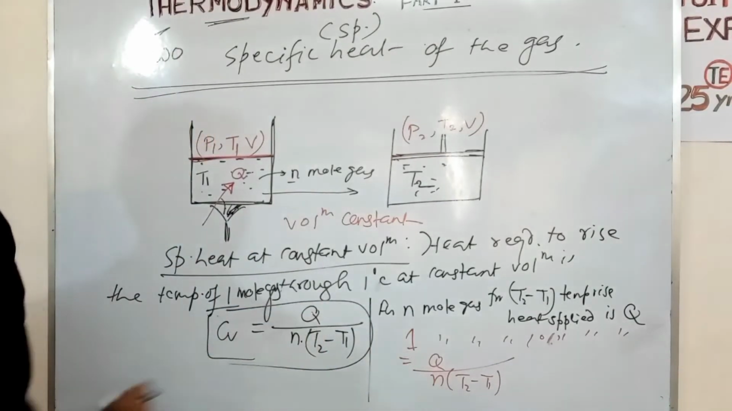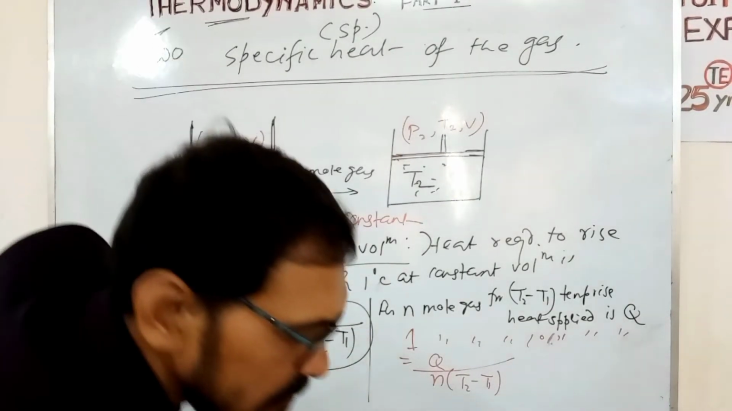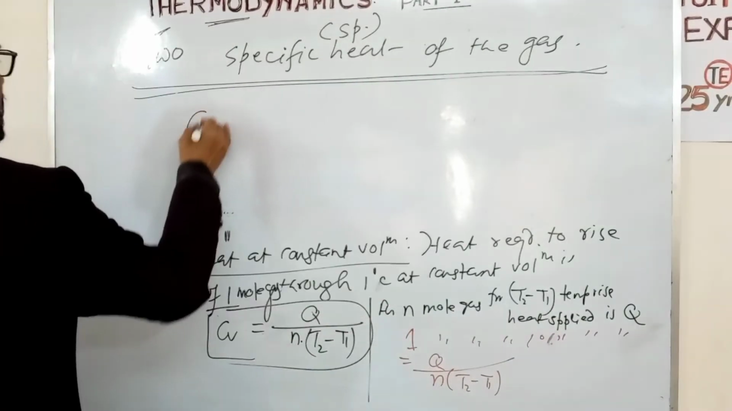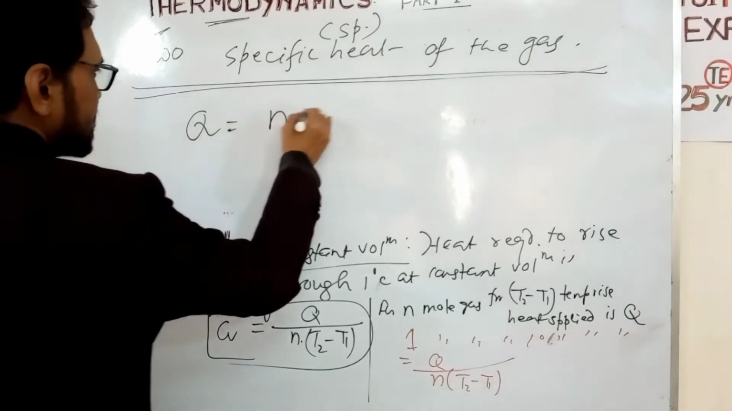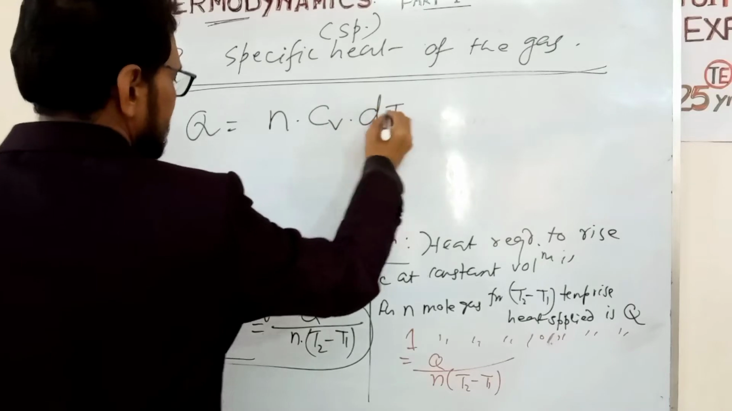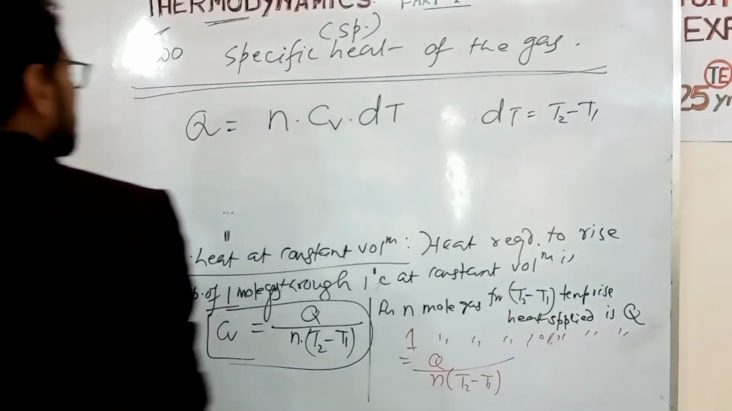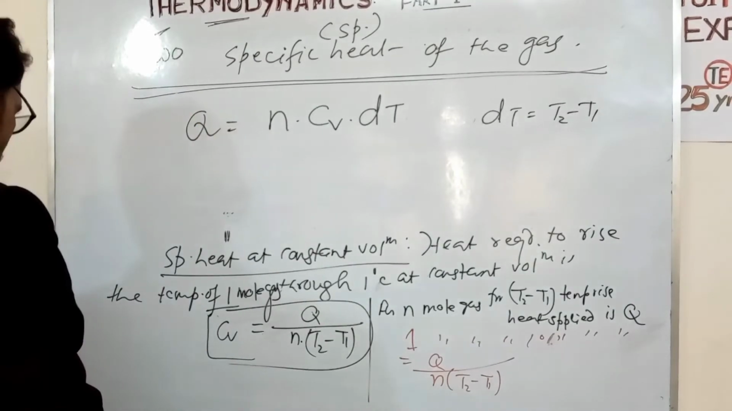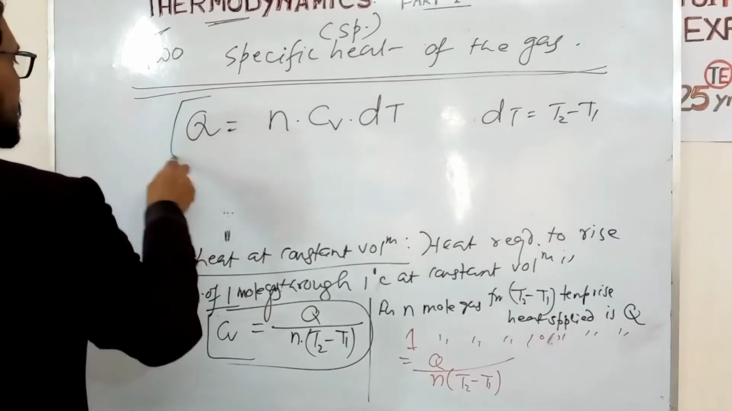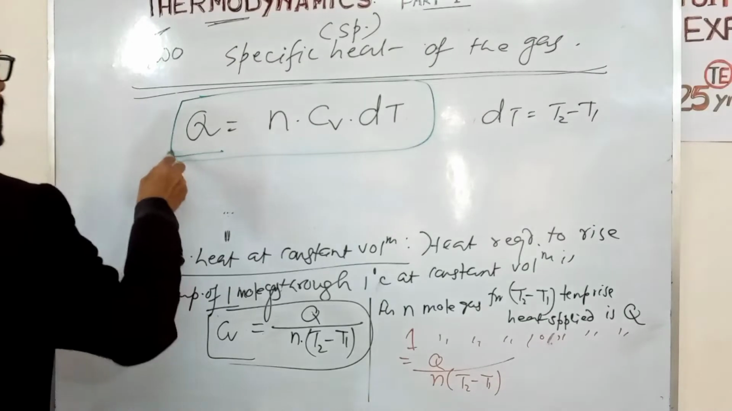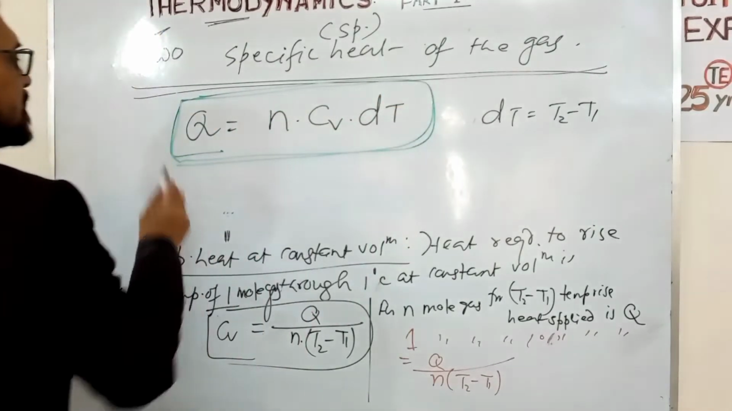For a small temperature rise, we get Q equal to n Cv dT, where dT equals T2 minus T1. So this is the formula of heat supplied at constant volume. This is an important formula: Q equals n Cv dT.